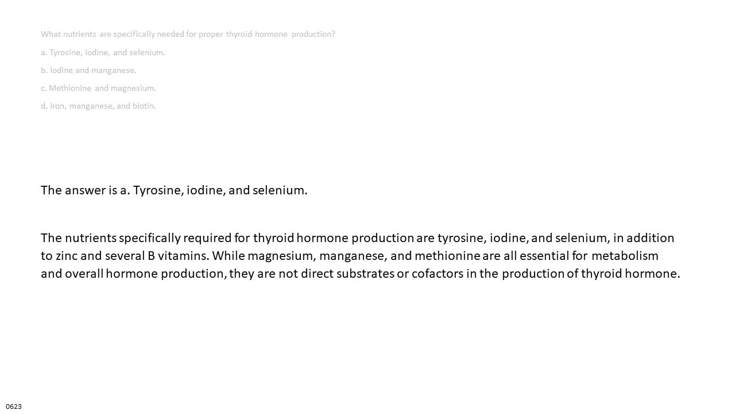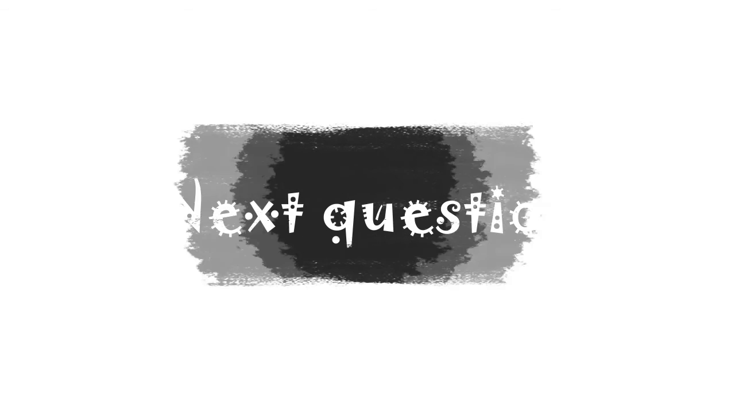The answer is A. Tyrosine, iodine, and selenium. The nutrients specifically required for thyroid hormone production are tyrosine, iodine, and selenium, in addition to zinc and several B vitamins. While magnesium, manganese, and methionine are all essential for metabolism and overall hormone production, they are not direct substrates or cofactors in the production of thyroid hormone.